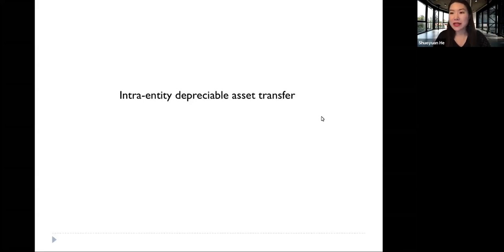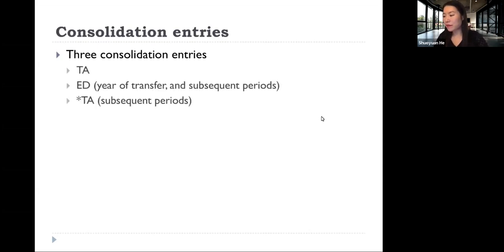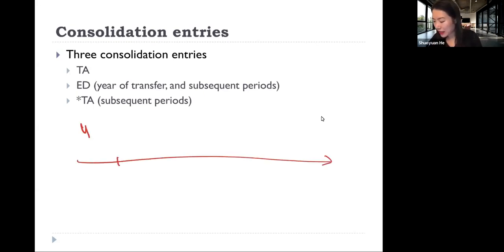We have talked about consolidation entries for intra-entity net transfer. Now let's look at intra-entity depreciable asset transfer. There are three consolidation entries for intra-entity depreciable asset transfer: consolidation entry TA, consolidation entry ED, and consolidation entry star TA. In general, in the year of transfer, we need to make consolidation entry TA and consolidation entry ED on the consolidation worksheet.